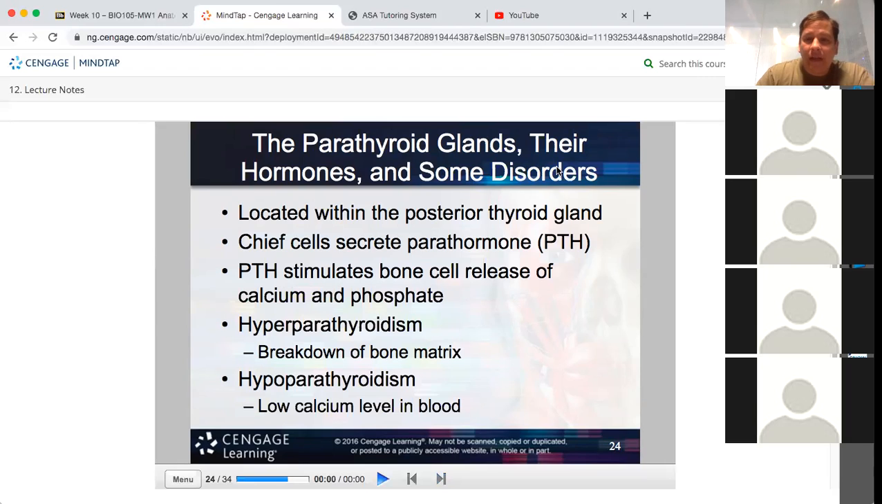The parathyroid glands, their hormones and some disorders. The parathyroid glands are four bean-shaped glands that are embedded in the thyroid. They are located within the posterior thyroid gland. Chief cells secrete parathormone, PTH. PTH stimulates bone cell release of calcium and phosphate. Hyperparathyroidism can produce breakdown of bone matrix. Hypoparathyroidism, a low level of the parathyroid hormone, can create a low calcium level in the blood.